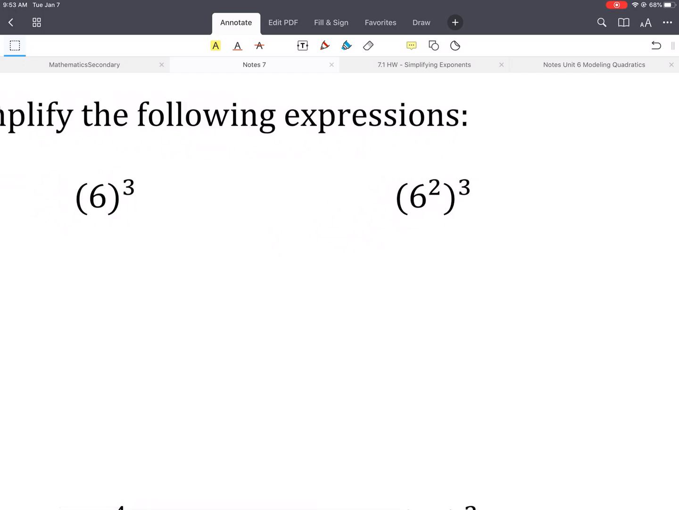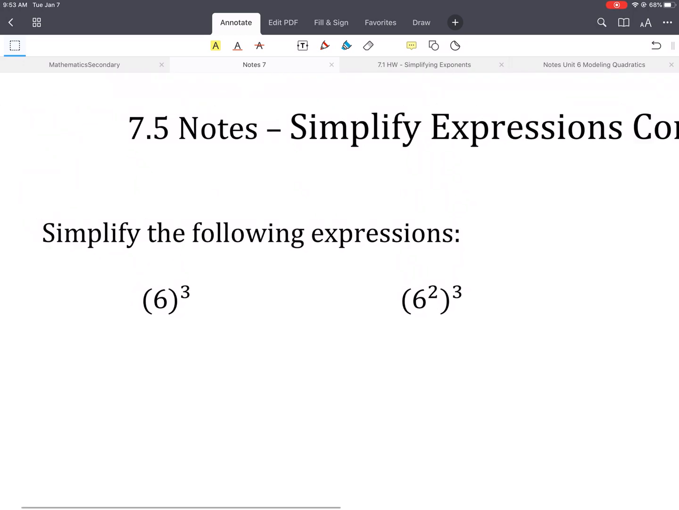Before we learn the relationship, recall that when we divide expressions that have exponents, we subtract their exponents. We also learned when we multiply expressions with exponents, we add those exponents. Okay, so those are things we learned in the past.